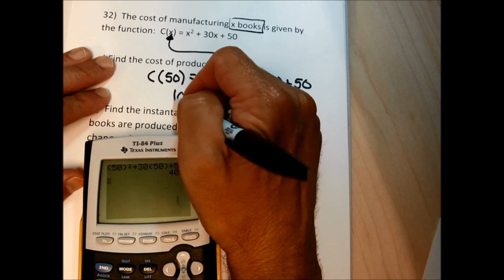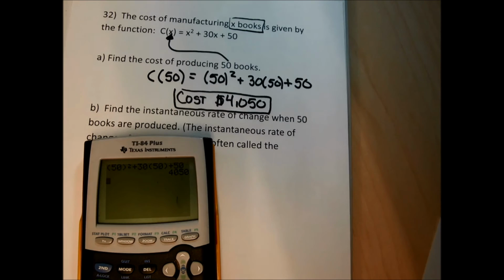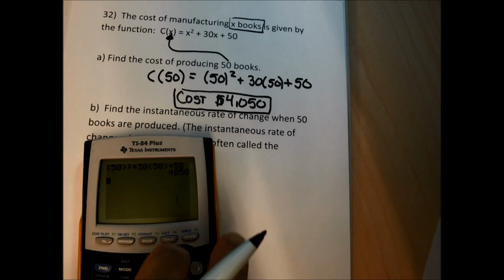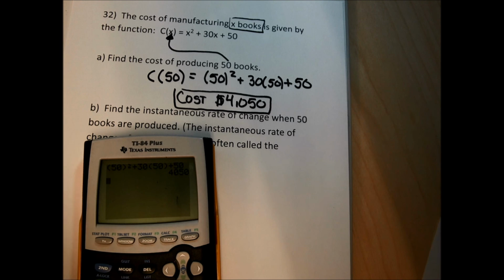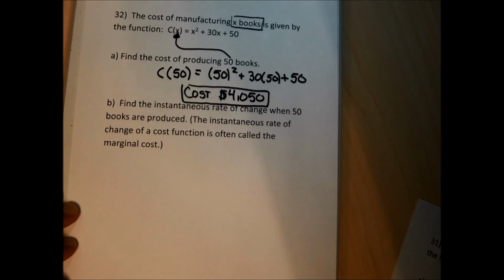Again, if you just wrote $4,050, because this is a cost function, I'd understand that it's a cost that you're getting. So that's part A. That had nothing to do with a graph; I don't need a graph to find that. I can just use the function. Part B, because it's an instantaneous rate of change, I'd either need to create 2 points or use the dy dx feature on my calculator.